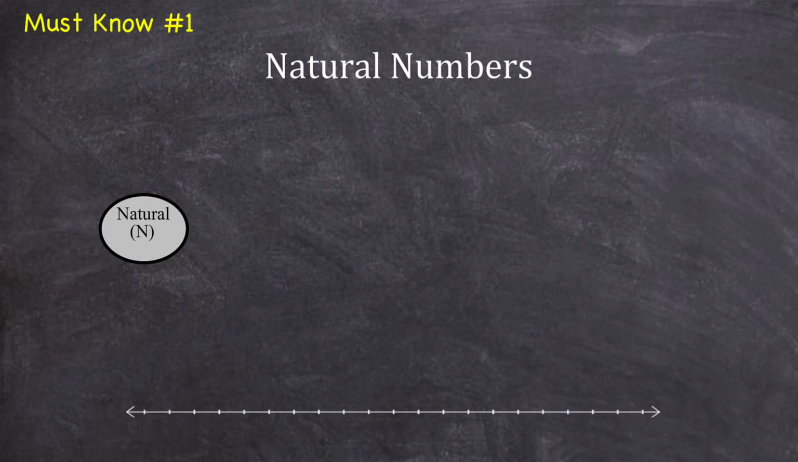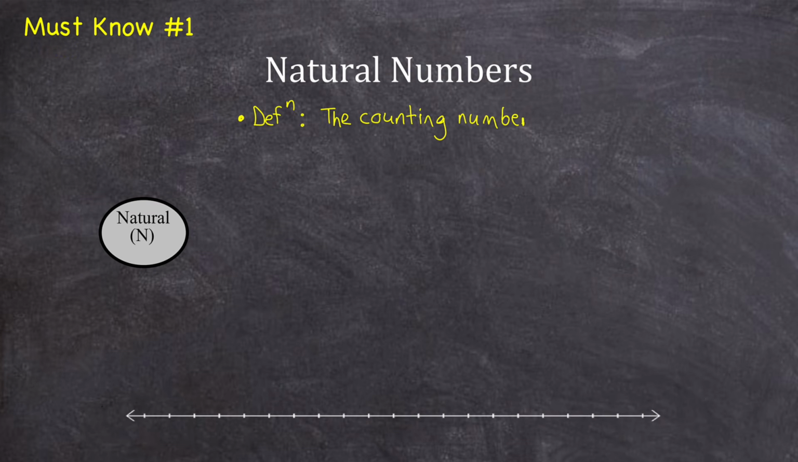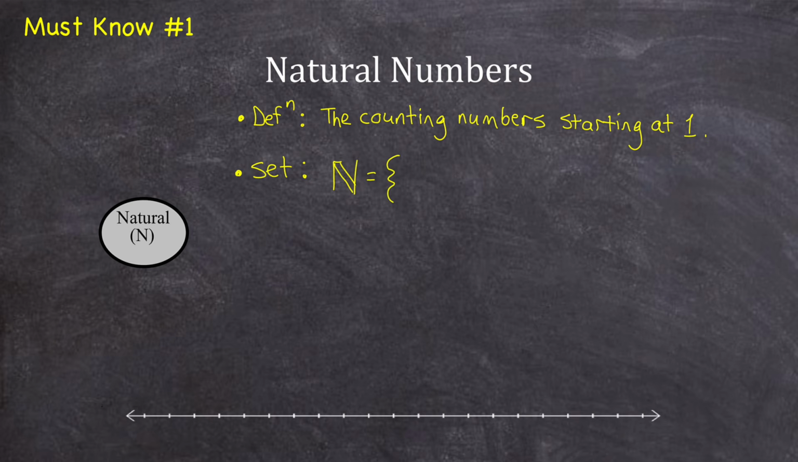Must-know set number 1, the natural numbers. The definition of natural numbers is that they are the counting numbers starting at 1. And in set notation, we use the capital letter N to represent the natural numbers. And then inside curly brackets, I can start listing the numbers in this set. Remember, the natural numbers are the counting numbers that start at 1. So the numbers in this set would be 1, 2, 3, 4, 5, and so on.